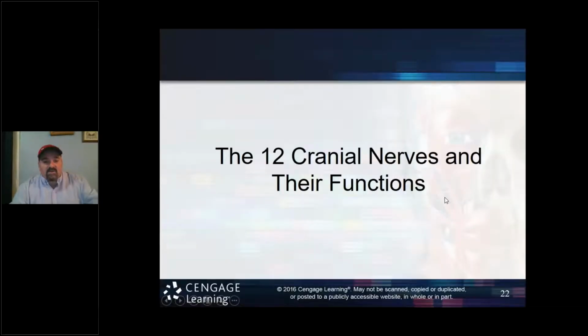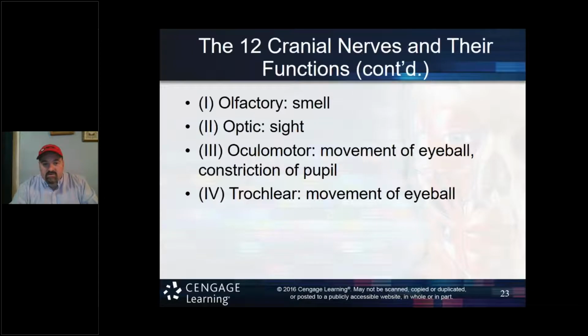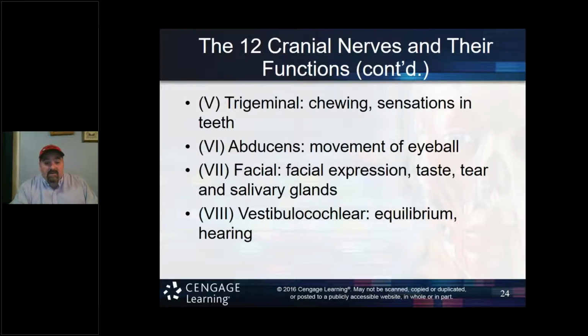And so you'll see here, as far as the 12 cranial nerves and their functions, this just gives you a few quick slides. So thinking of olfactory for smell, optic for sight, for vision, oculomotor for the movement of the eyeball, cranial nerve number 4, also movement of the eye, cranial nerve number 6, abducens, movement of the eye, 5, trigeminal, the muscles of mastication, the ability to chew, as well as sensory input from the 3 branches of the trigeminal nerve.